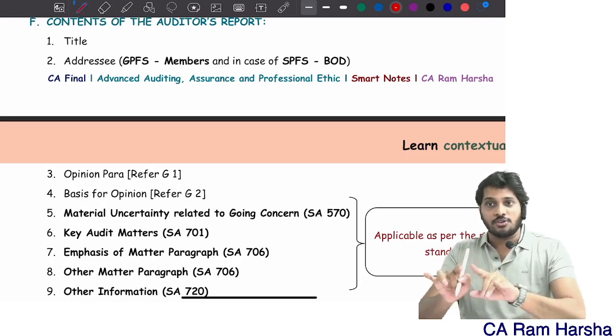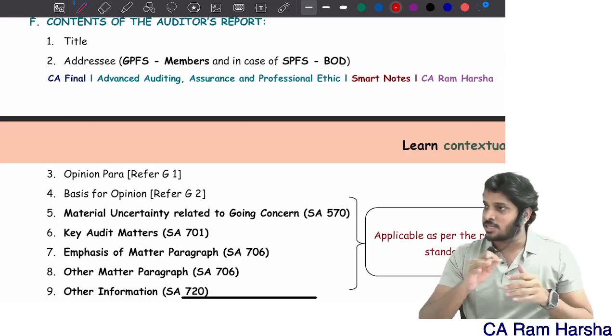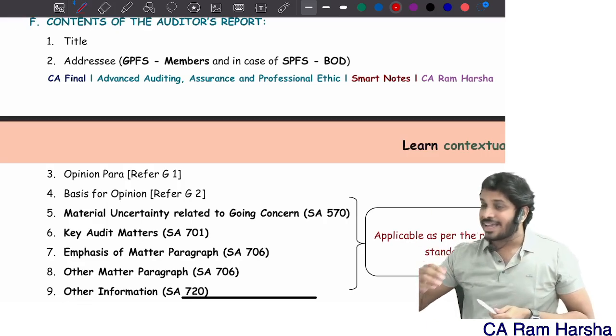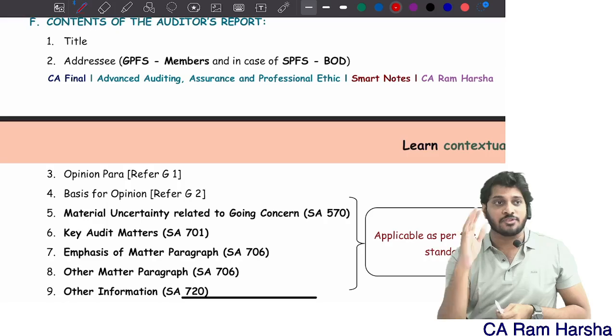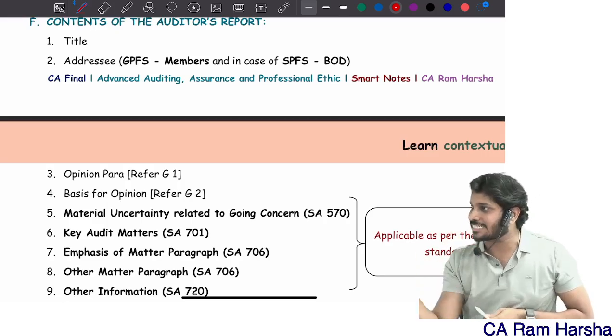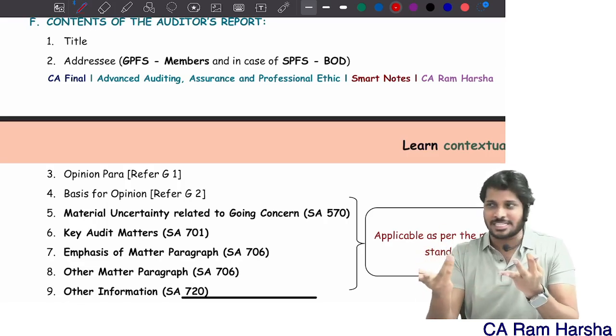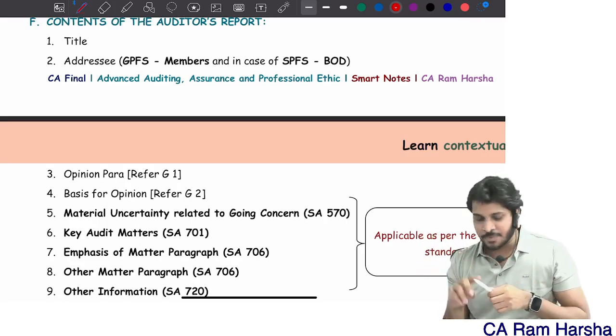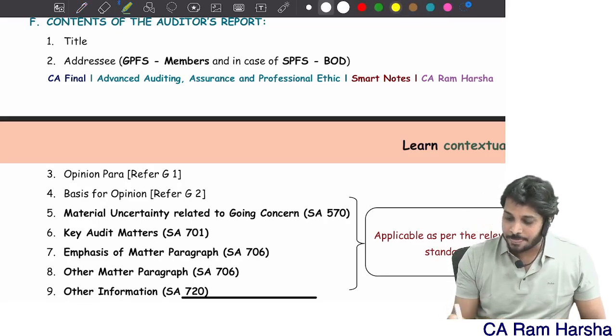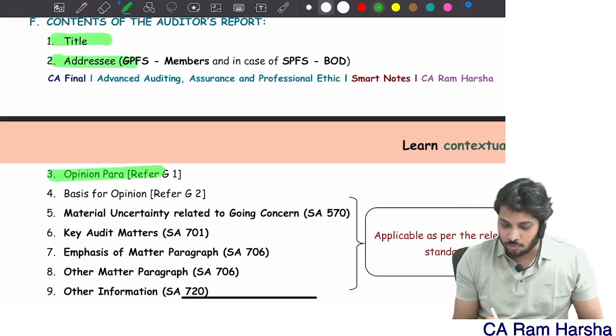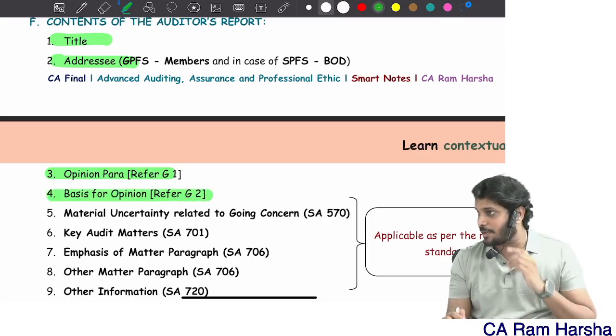Quality control and all you should never study at first place, because it's very advanced. At the first stage itself, if you study that quality control standard, you don't understand anything. You just feel like reading sentences, translating with the dictionary meanings. Fine. So we completed title, addressee, opinion section, basis for opinion section.